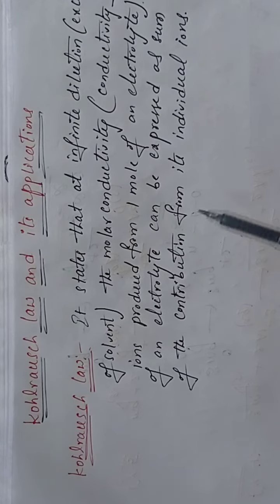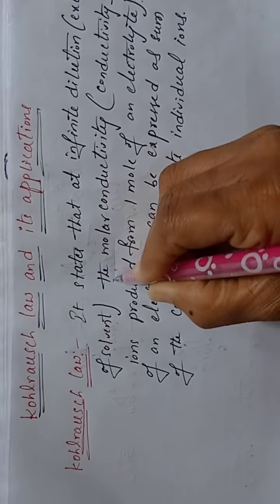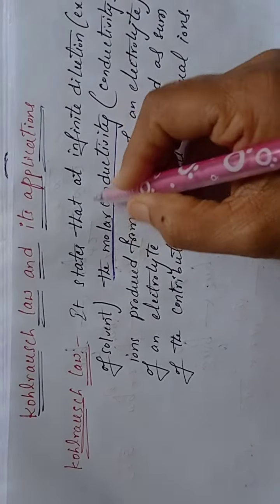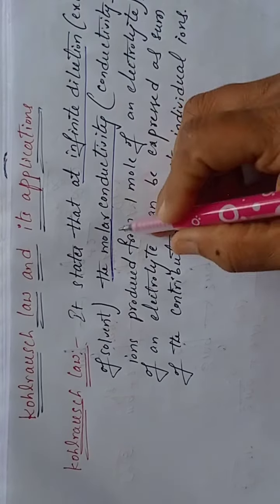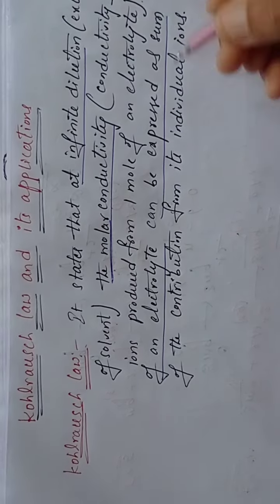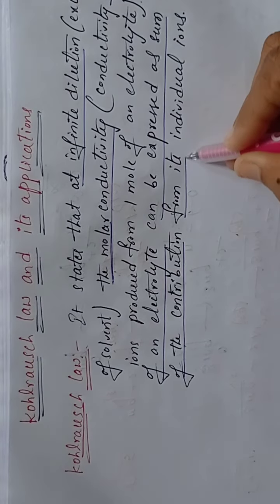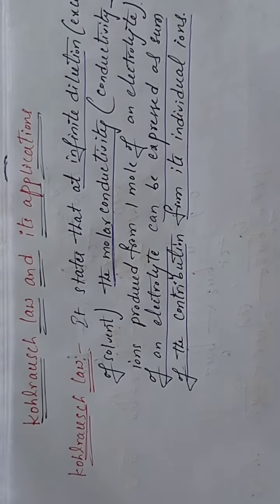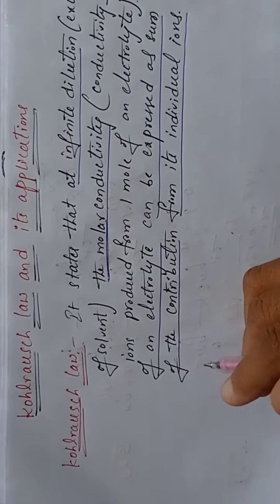What is the definition, students? At infinite dilution, the molar conductivity of an electrolyte can be expressed as the sum of the contributions from its individual ions. Now see, students, here what we can write.